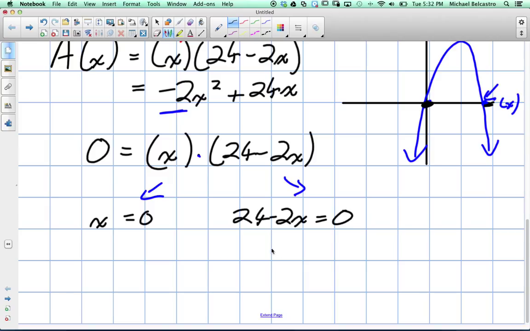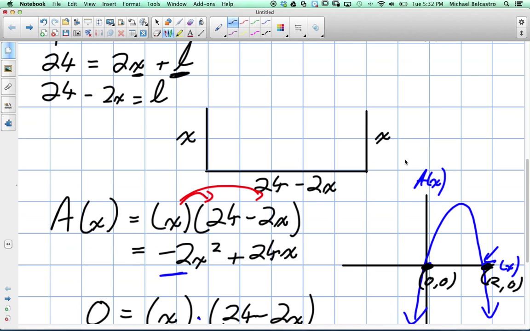The other one, we solve for x here. So I bring 24 over. I get negative 2x equals negative 24. Okay. And I divide by negative 2. x is equal to 12. So our other parameter, our x-intercept, is at 12. So 12 and 0. These are our x-intercepts of our parabola.